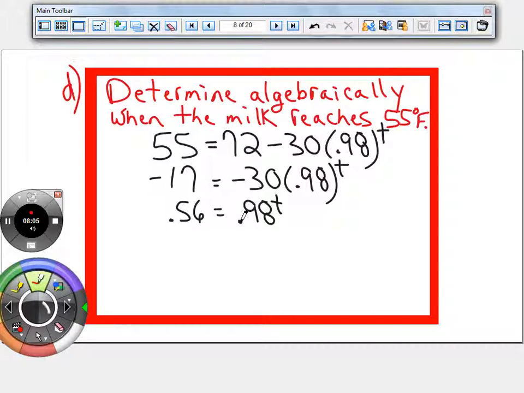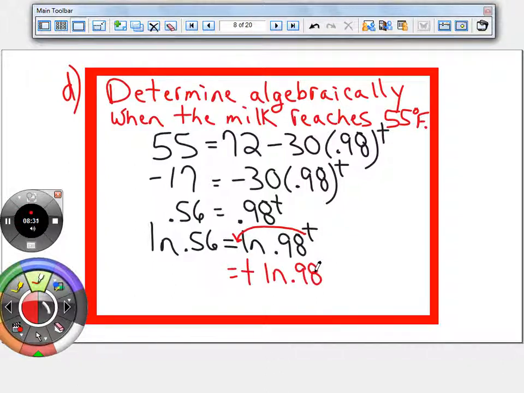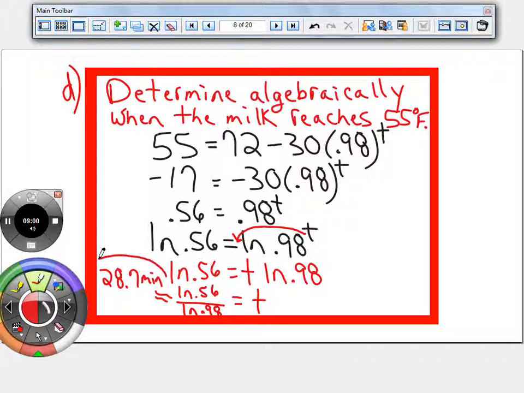And what we do is every time we want to get the t down like that, or an exponent down, we usually take the log or natural log of both sides. So I'm going to go ahead and take the natural log of both sides. The reason why we do that is because then we can use a logarithmic property that says that you can take exponents and put them out in front. So that's t natural log 0.98 equals natural log of 0.56. Then we can easily isolate the t by dividing both sides by natural log of 0.98. So t equals natural log 0.56 divided by natural log 0.98, and then that's something we can just plug into our calculator, and we get 28.7 minutes. Okay, so that's 28.7 minutes. We found out when the milk reaches 55 degrees.